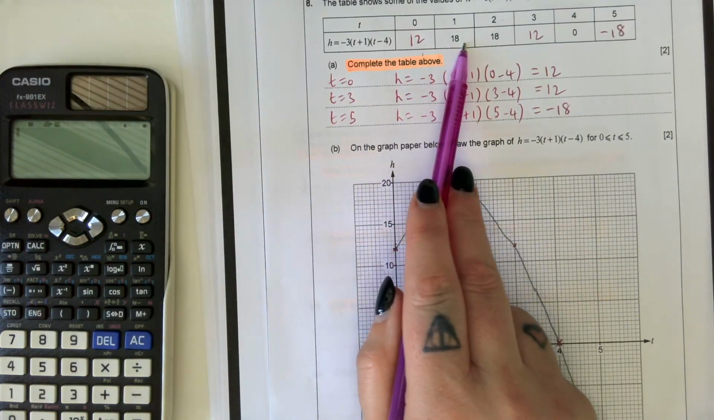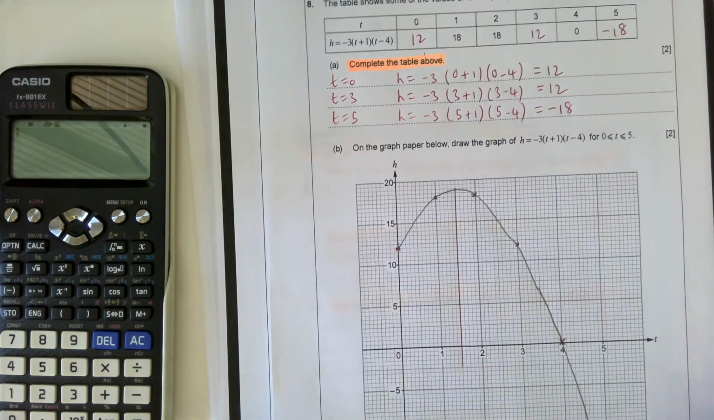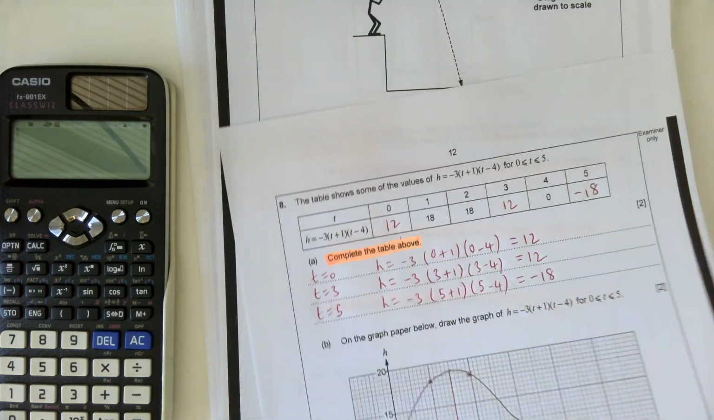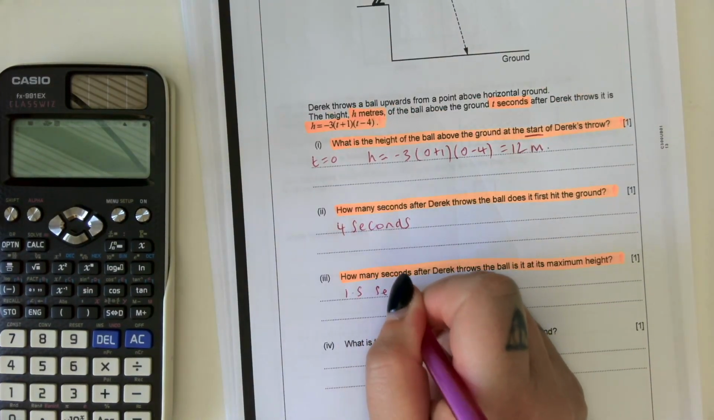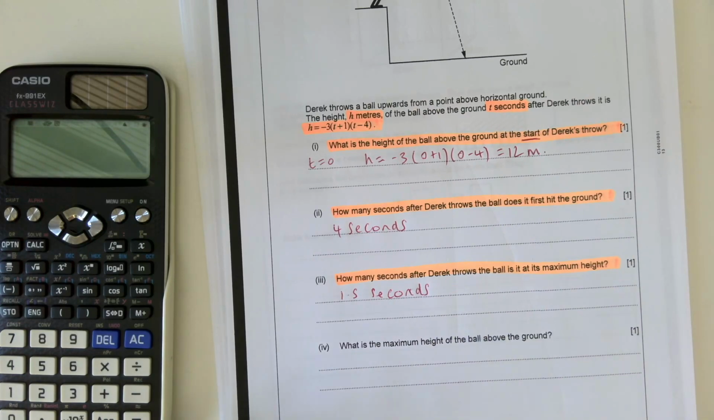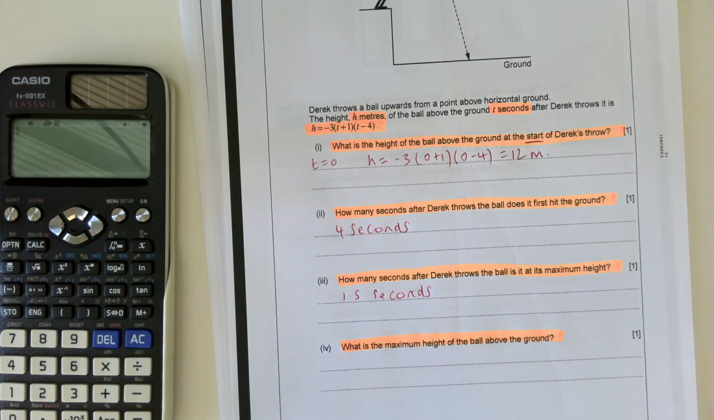So 12, 18, 18, 12. So this is the line of symmetry. So it's halfway between 1 and 2. So that must be 1.5 seconds. And then part 4, what is the maximum height of the ball above the ground?